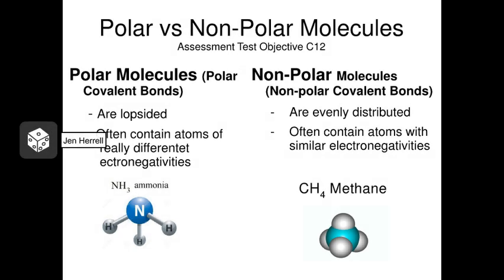Here's an example of a polar and a nonpolar molecule. Over here on the left, we have ammonia. Now ammonia has this big old nitrogen sharing with three little bitty hydrogens. The nitrogen is going to hog those electrons most of the time, so it will have a slight negative charge, and the hydrogens will have a slight positive charge. That's a polar molecule. It contains polar covalent bonds.